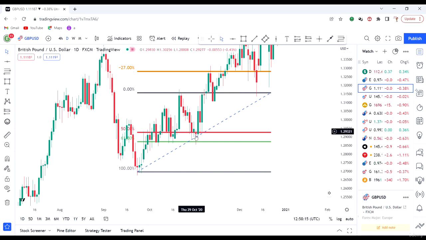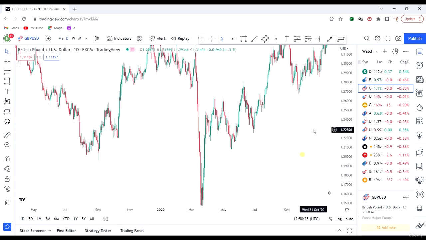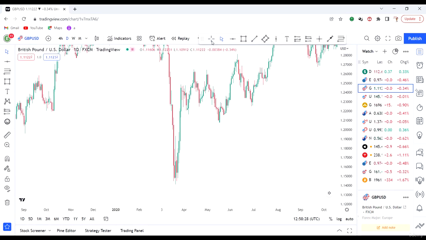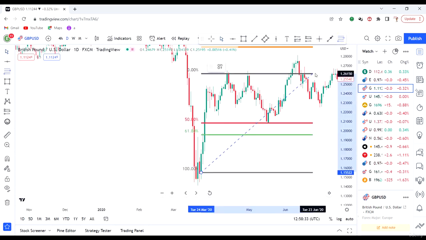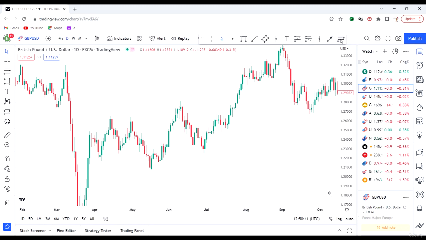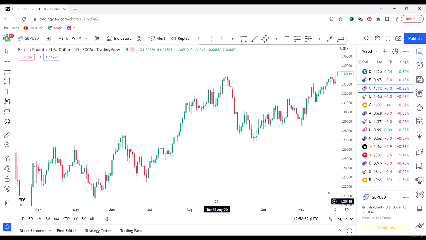Now look at point A to point B, right? From this to this, what do we see? We see that it came to the 50/61.8% retracement level and it continued buying up. Let me try from here to here. As you can see, it came to 50% and continued buying up. Let's use this here to here. You can see it came to 61%. It hit 61% a bit and then continued buying up.